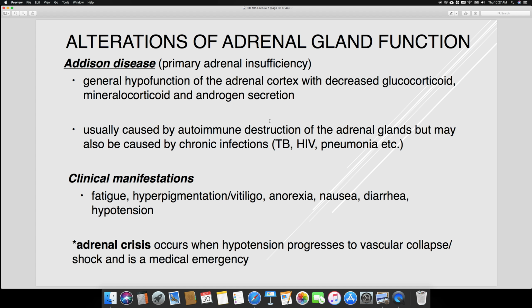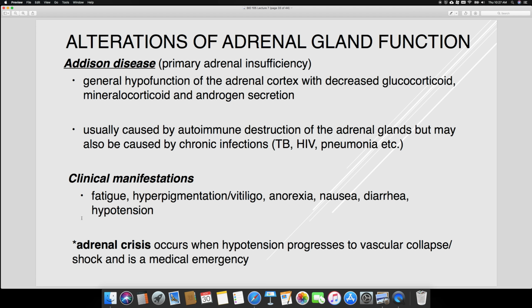Hyperpigmentation is actually a pretty important find when it comes to Addison disease, and that's just because melanocyte stimulating hormone and ACTH have a common precursor, and that's why you see this hyperpigmentation, because these people produce excess amounts of ACTH because the body's trying to stimulate the release of cortisol, so that's why you see elevated ACTH. Anorexia, nausea, diarrhea, some non-specific things.